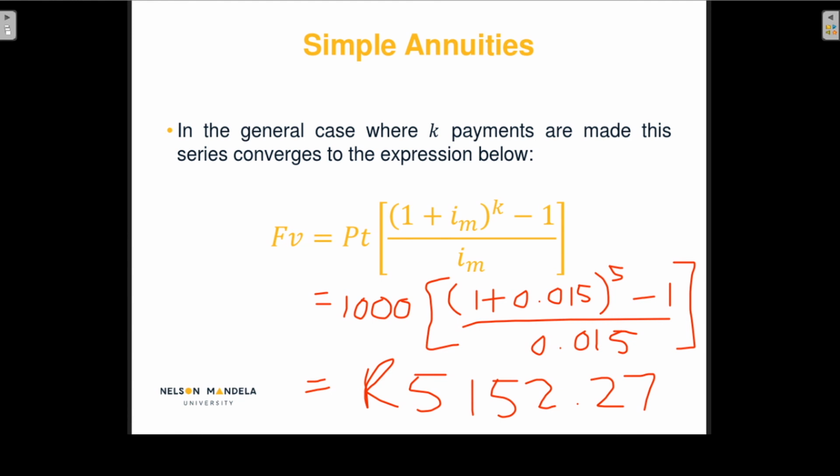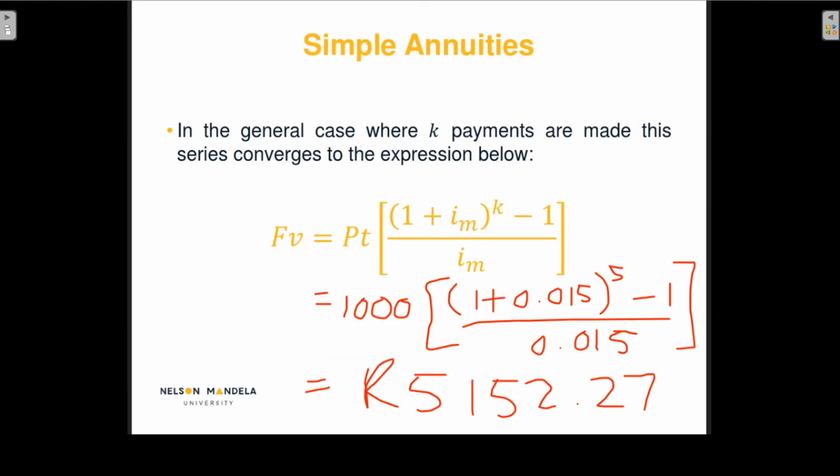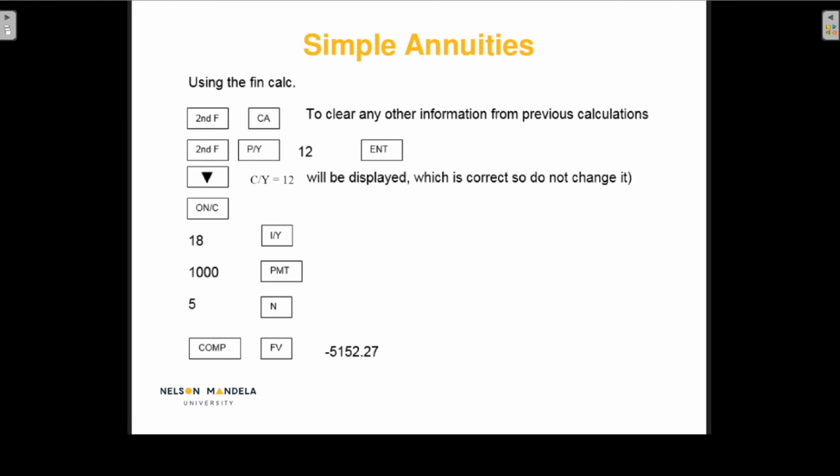Okay, so that is a lot simpler than going through this whole process by just substituting into the formula. And then, of course, you can also do it on your calculator. Again, I'm not going to show you all the steps again. You can follow the steps in your notes. The only difference now is that you do it very similar to the present value for the simple annuity, but the only difference here is that we are not going to compute the present value, we are going to compute the future value. So try this on your calculator and see whether you can get to the same amount.